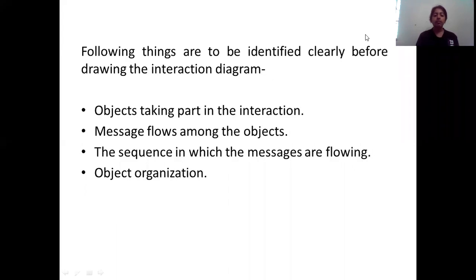The following things are to be identified clearly before drawing the interaction diagram: objects taking part in the interaction, message flows among the objects, the sequence in which the messages are flowing, and object organization. Hence, the sequence diagram and collaboration diagram, both of which are interaction diagrams, are used to capture the dynamic behavior of the system, to describe the message flow in the system, to describe the structural organization of the objects, and to describe the interaction among the objects.